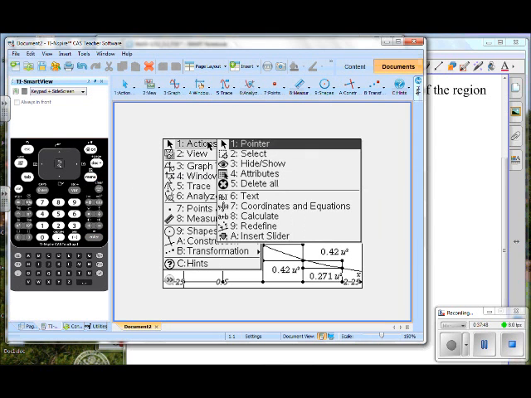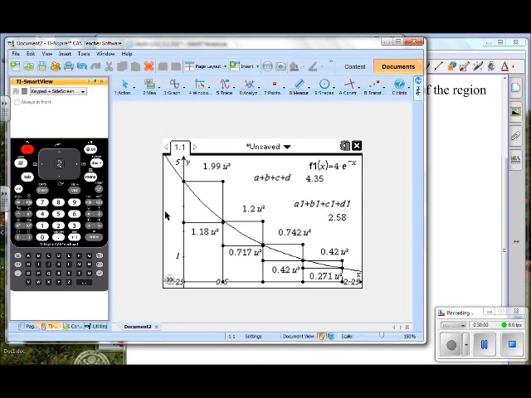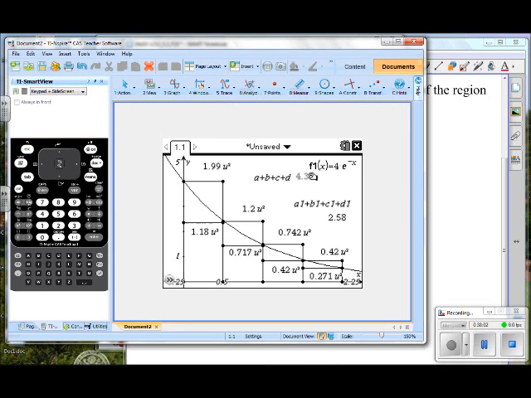Menu, actions, calculate. I point to this one, and it wants to know again what values I want to use here. And now if I look at these, I can see that my overestimate is greater than my underestimate, which is to be expected. What we can do, of course, is to use more rectangles, which is going to increase our calculations.